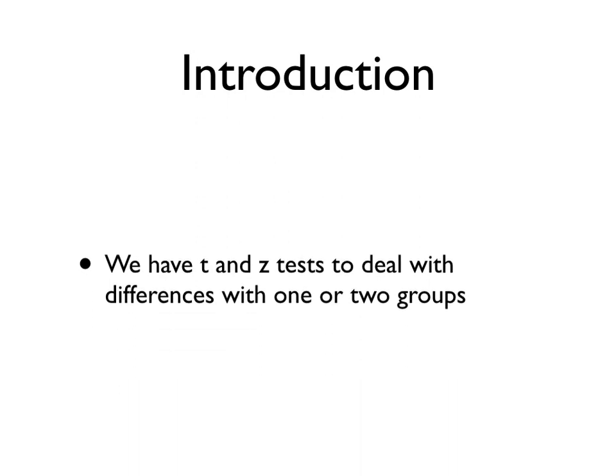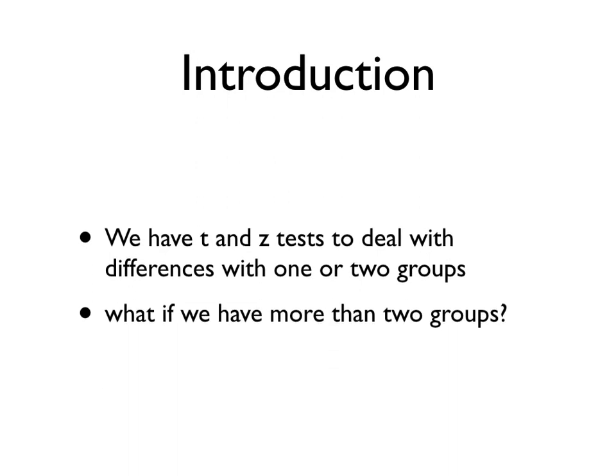Okay, so we've talked about t tests and z tests, right? And how we can use those, usually as t tests, to compare one group to a mean or two groups. So we can do either of those things very effectively with t-tests and z-tests. But as you probably know, most experiments have more than two groups. So we need a way to compare means of more than two groups.